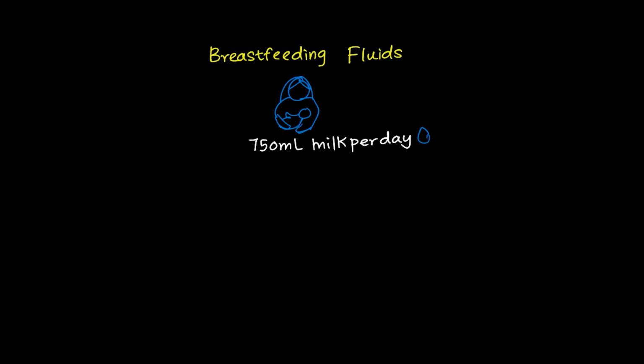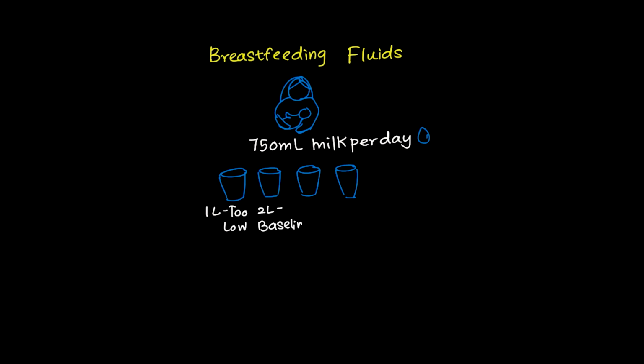Let's work through fluid needs during breastfeeding. Milk production pulls water out of the mother's body at a steady rate. A breastfeeding mother produces somewhere around 750 milliliters of milk per day, and that water has to come from somewhere. Add that to baseline daily fluid needs, and the recommendation lands at about 3 liters per day total.